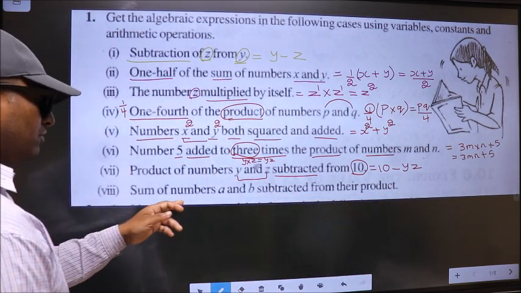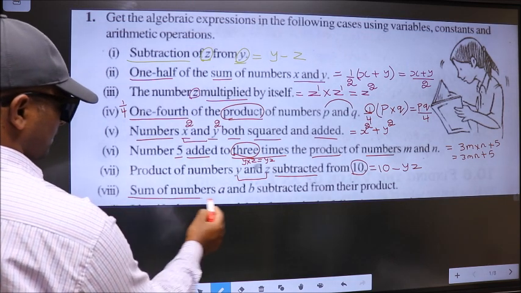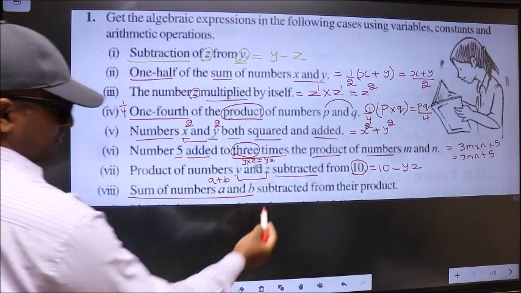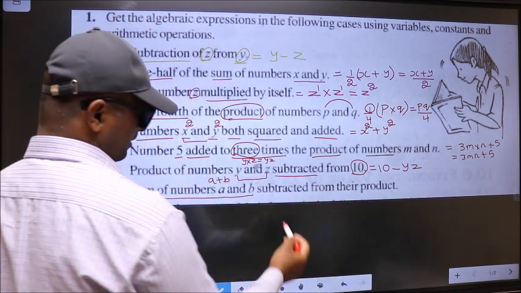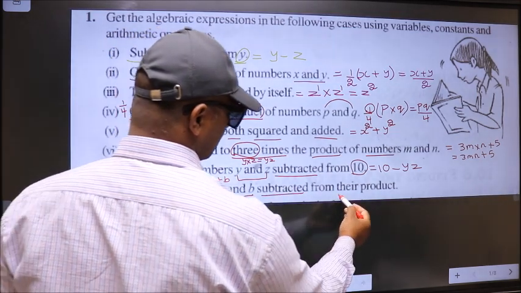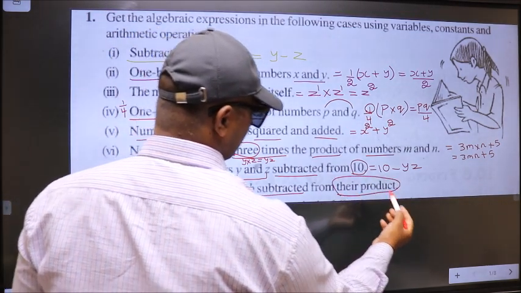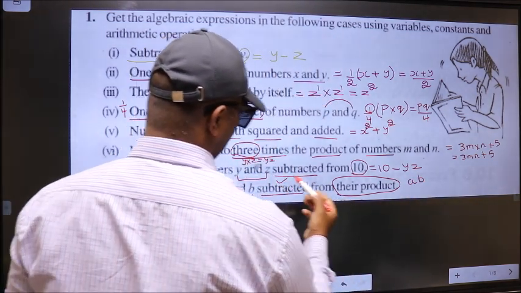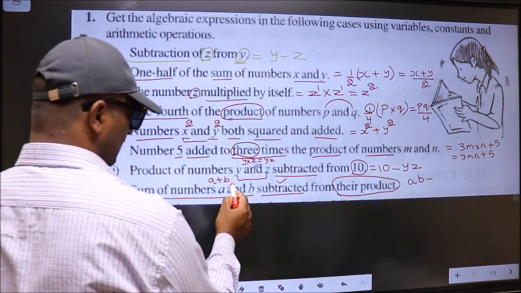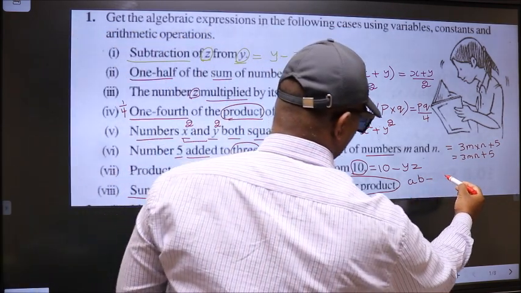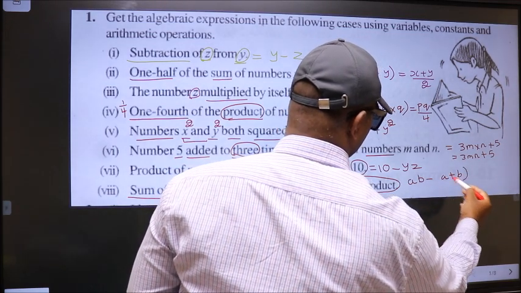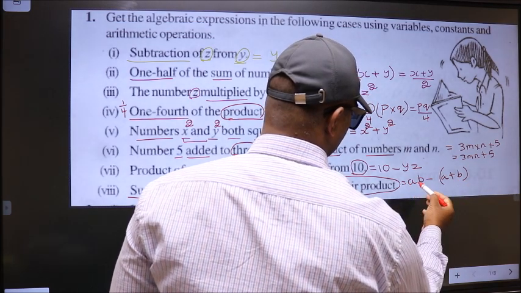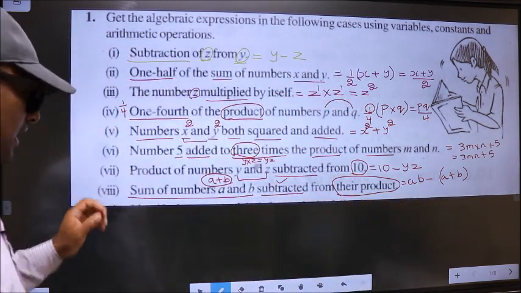Next, sum of numbers a and b. Sum of numbers a and b is nothing but a plus b, subtracted from their product. So here we have subtracted, so first we should write this. Their product is nothing but a into b, which is ab. Subtraction, so minus, then this a plus b. Now here we have more than one variable, so we should put in the brackets. So this is the answer for 8th one.